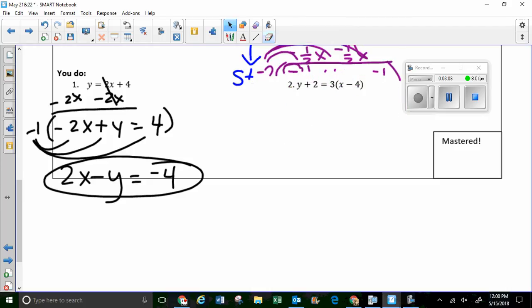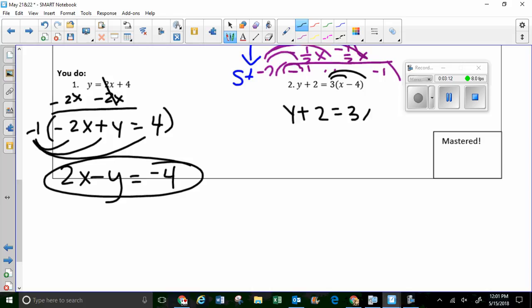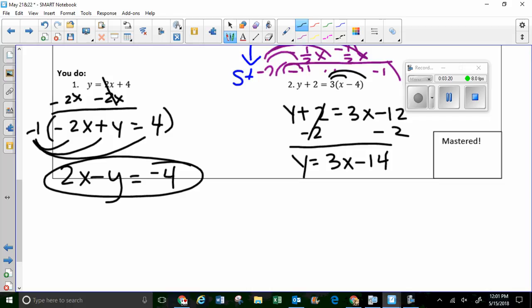Now the next one was similar to the second problem we did together. It's in point-slope form right now, so I need to distribute: y plus 2 equals 3x minus 12, then get y by itself. y equals 3x minus 14. Now move your x to the other side, which gives me negative 3x plus y equals negative 14.